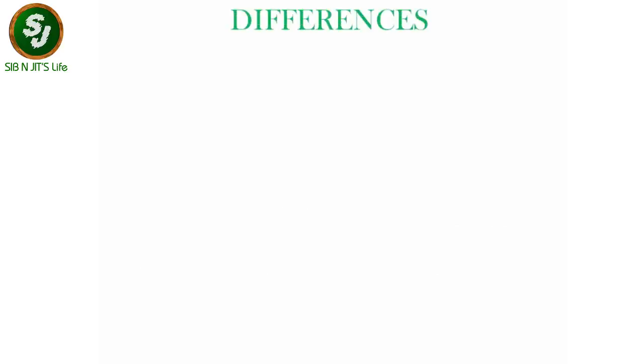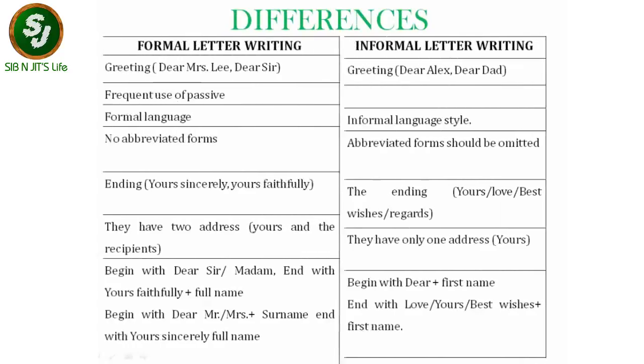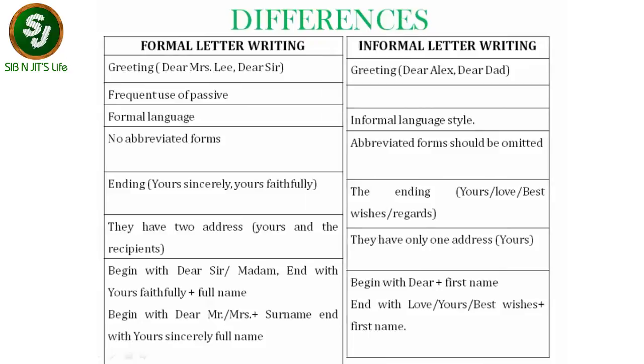So after knowing the format of how to write a letter, we will come to the differences. Okay, what is the basic difference between a formal letter and an informal letter? It is divided into two columns, which you can clearly see. Now in the formal letter, greeting, how do we greet a person? It can be like dear Mrs. Lee or dear sir. But in an informal letter, the greeting should be like dear Alex, dear dad.